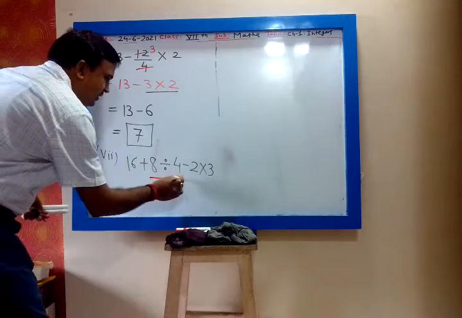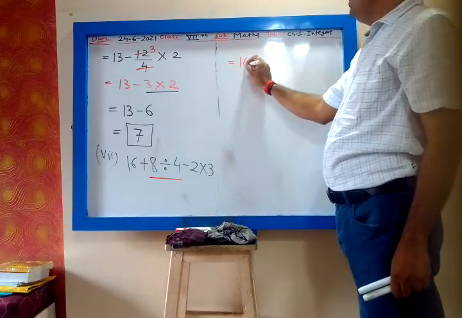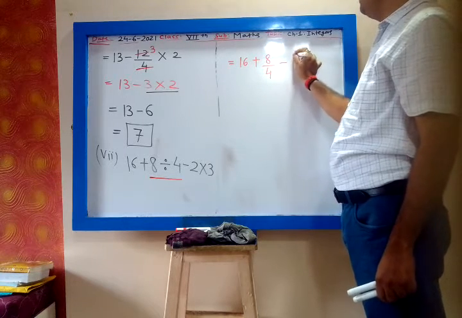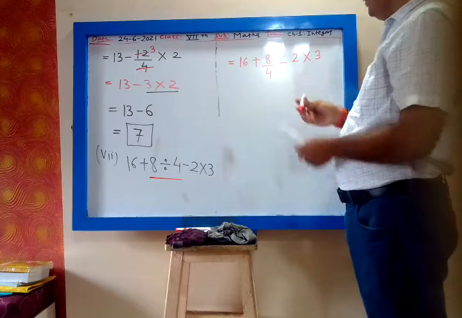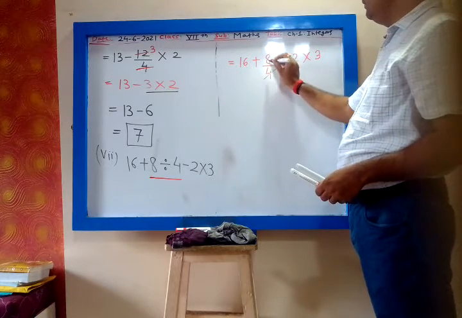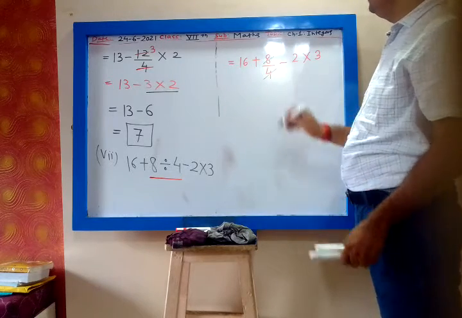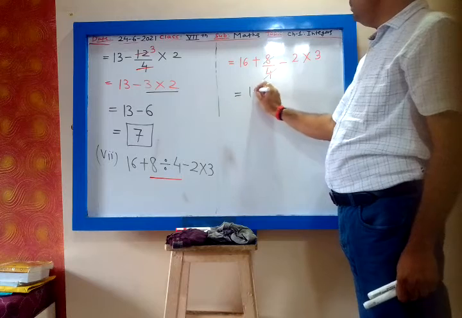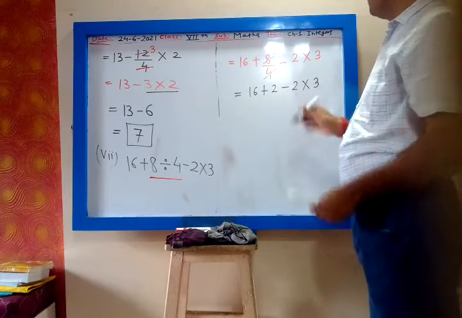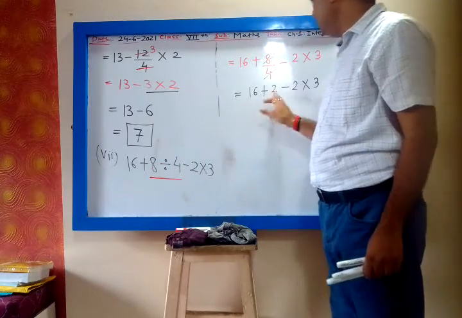First we perform division. So we write 16 plus, a divided by b, I can write a upon b, 8 upon 4 minus 2 into 3. So you can cancel 8 with 4, 4 ones are 4, 4 twos are 8. This is 2. So this becomes 16 plus 2 minus 2 into 3. First we perform division. 8 divided by 4 will be 2.